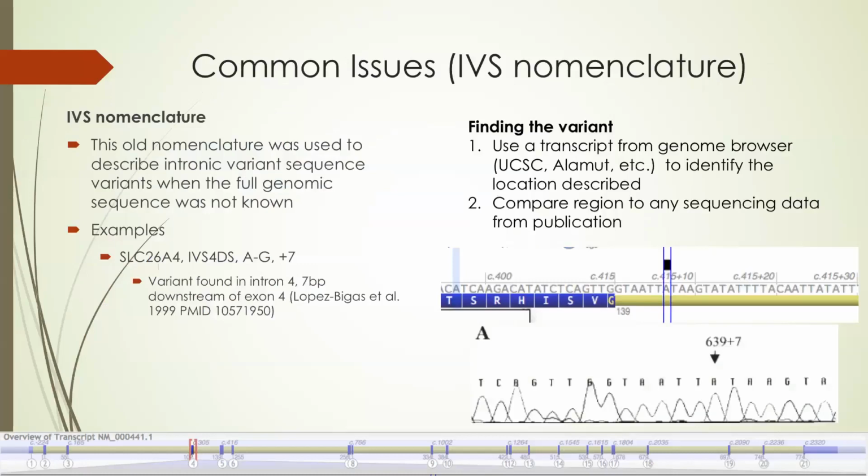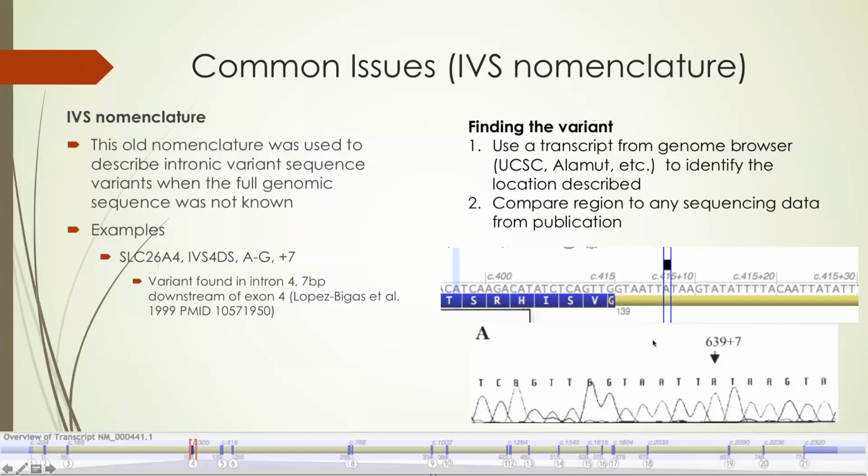So what I typically do is I go into a genome browser, either Alamut or UCSC, and you can find a transcript. Fortunately for SLC26A4, there's only one transcript, so you don't have to sift through quite as many until you are sure that this is the area that you should be looking at. And I usually find intron 4 here, which is right after this exon, and I go to the +7 site, and I would look at any other information that the paper has given.